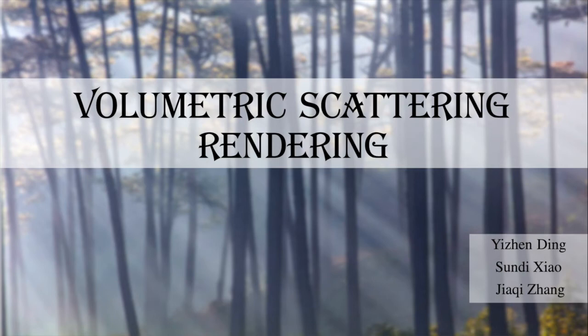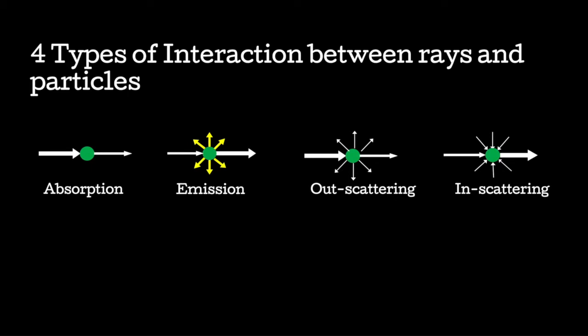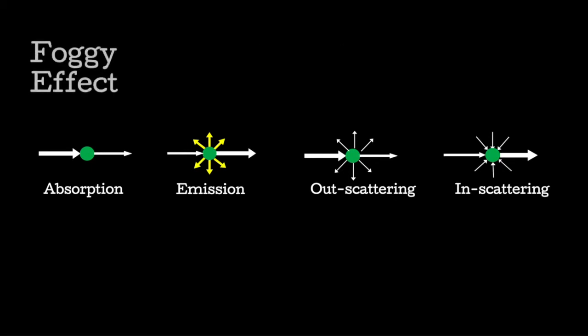Our CS284 final project is volumetric scattering rendering. Unlike surface rendering, which assumes that light rays only scatter when they hit a surface, volumetric scattering also takes the interactions between rays and particles in the media into account. And there are 4 types of interactions between rays and particles in general. For the foggy effects, there is no emission, so in our project, we only consider absorption, outscattering, and inscattering.